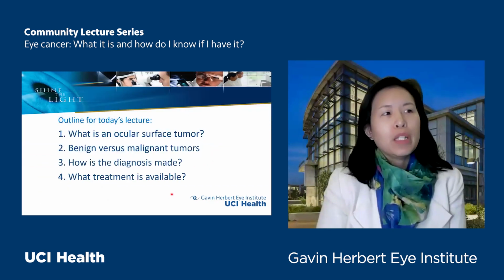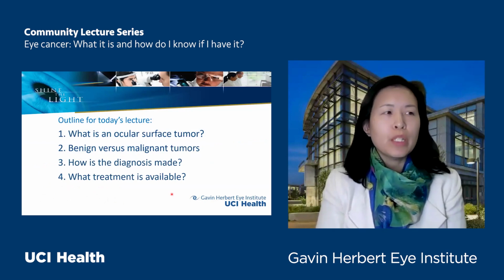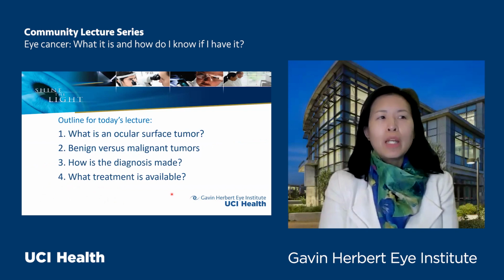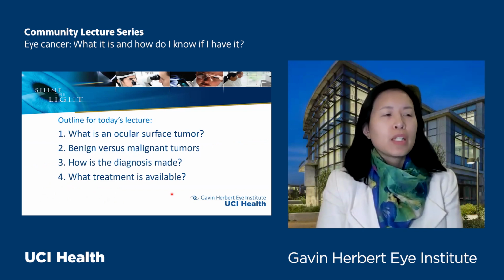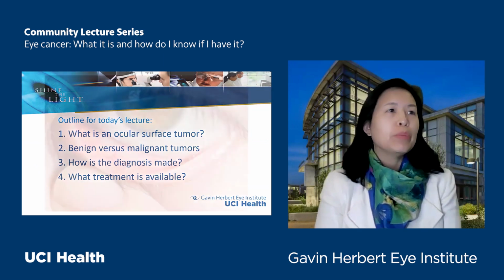So the outline for my lecture, we're going to first start by answering the question, what is an ocular surface tumor? And then I'm going to play a game with you, benign versus malignant tumors, explain how the diagnosis is made, and briefly touch on what treatments are available.